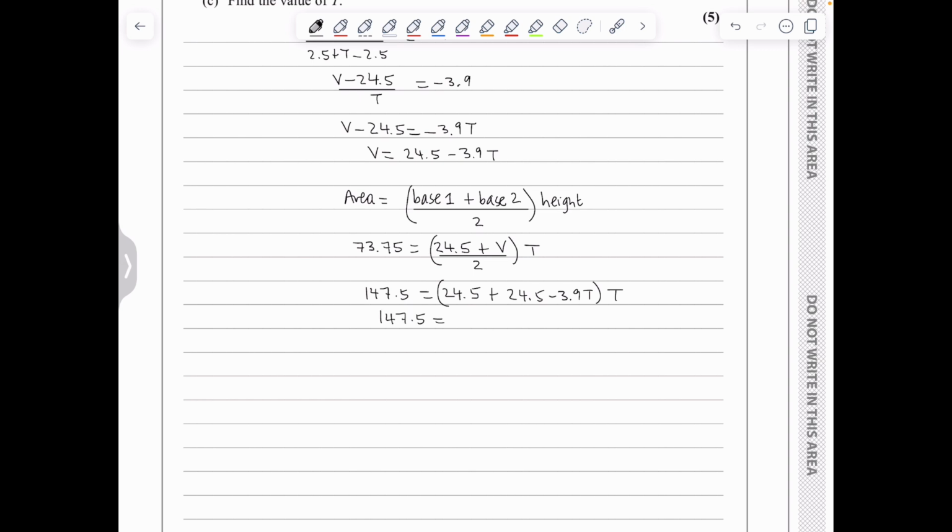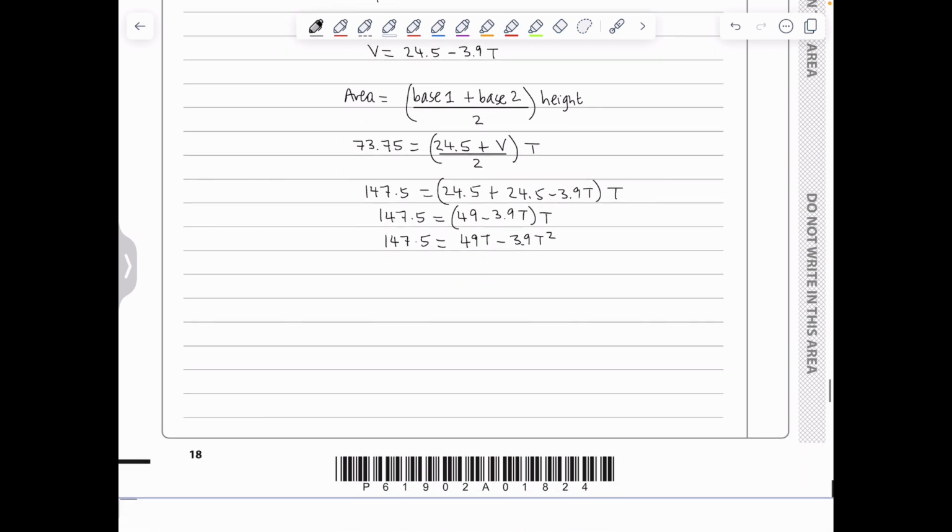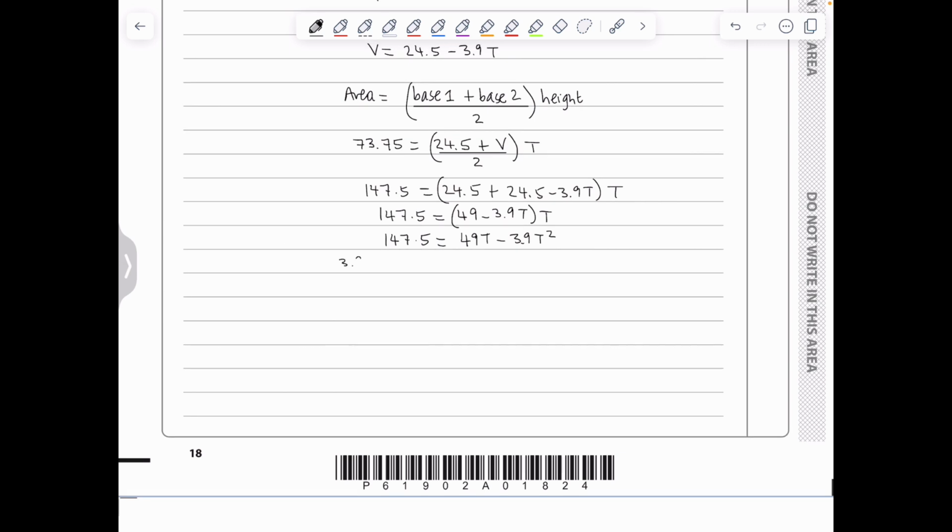147.5 is equal to (49 minus 3.9T) times T. I will further expand to get 147.5 is 49T minus 3.9T squared. And I could collect everything on the left hand side to get 3.9T squared minus 49T plus 147.5 is equal to 0. And I could proceed by using the quadratic formula to determine the values for T.